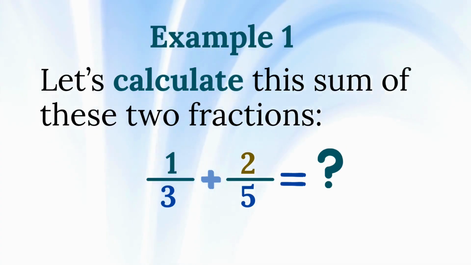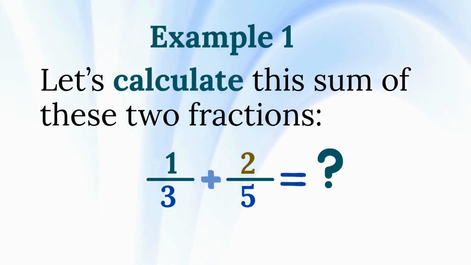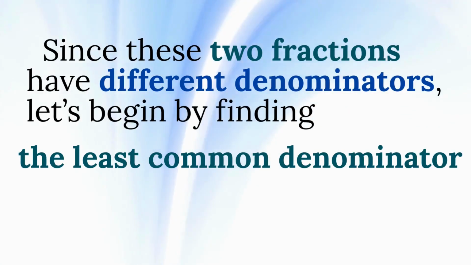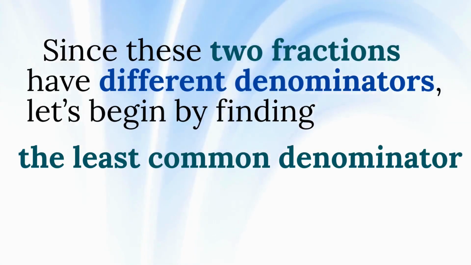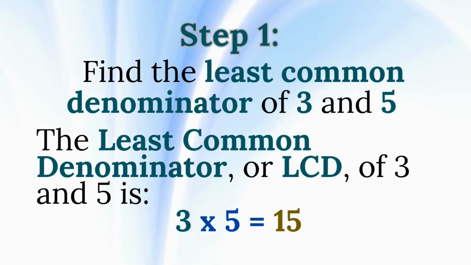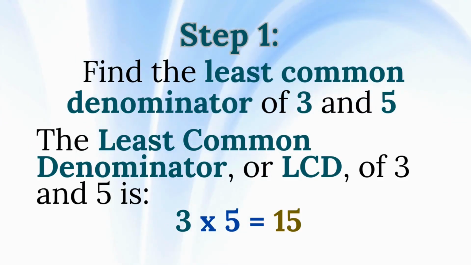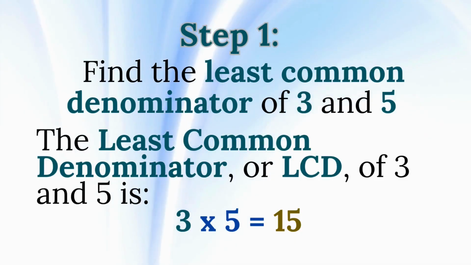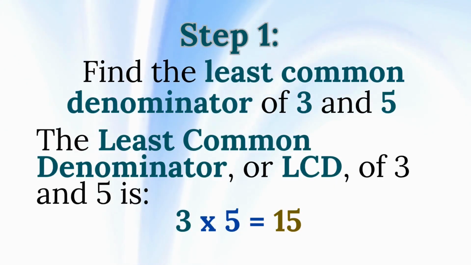Example 1. Let's calculate the sum of these two fractions. 1 over 3 plus 2 over 5 equals what? Since these two fractions have different denominators, let's begin by finding the least common denominator. Step 1. Find the least common denominator of 3 and 5. The LCD of 3 and 5 is 3 times 5, and that equals 15.